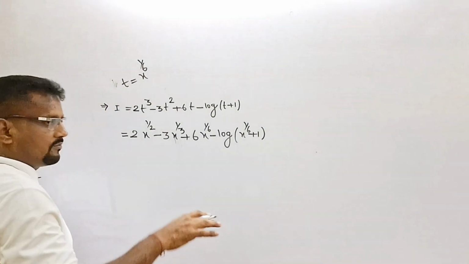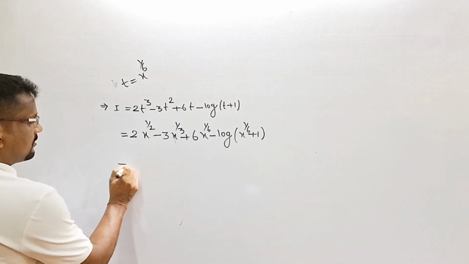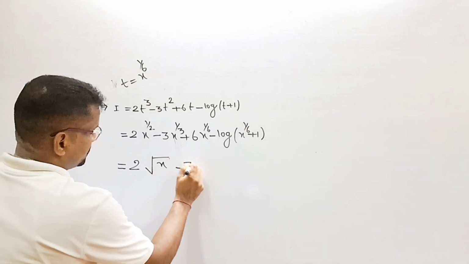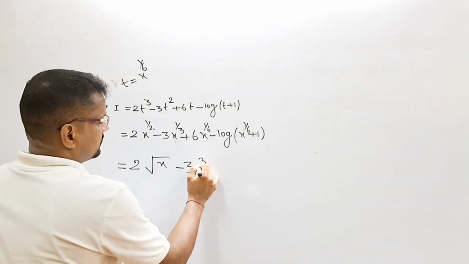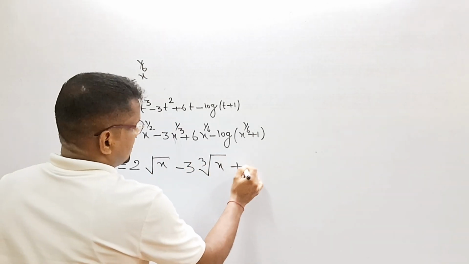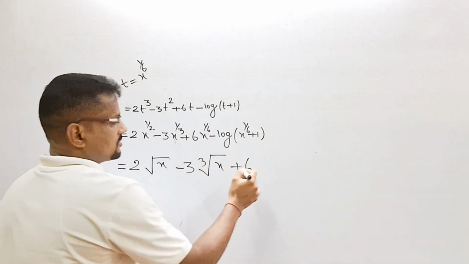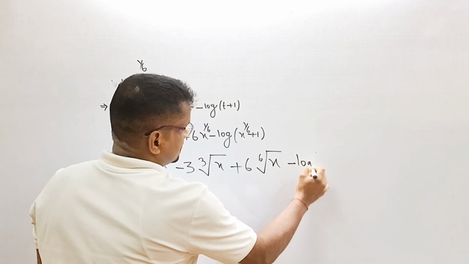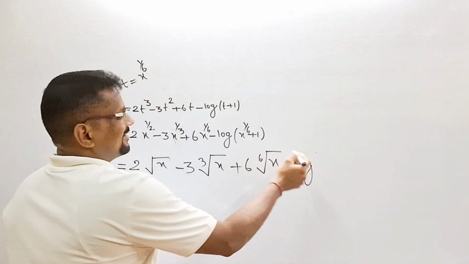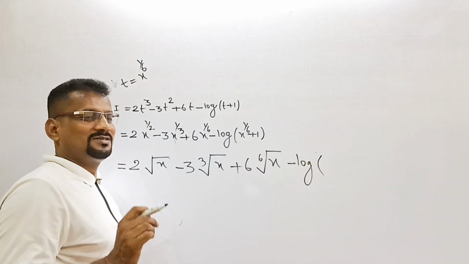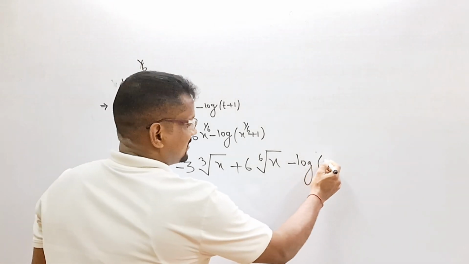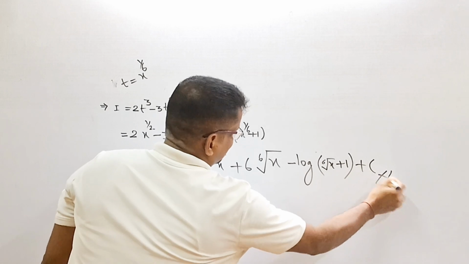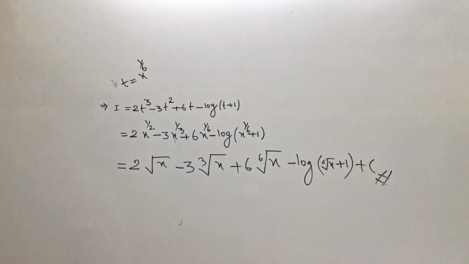And if you want, you can give the answer in radical form also. Twice x to the power half means what? Root over x. Minus 3 x to the power 1 by 3 means what? Cube root of x. Plus 6 x to the power 1 by 6, that is the 6th root of x. And minus log, it is as it is, you can give this also in radical form, the 6th root of x plus 1, plus c. This is your final answer.